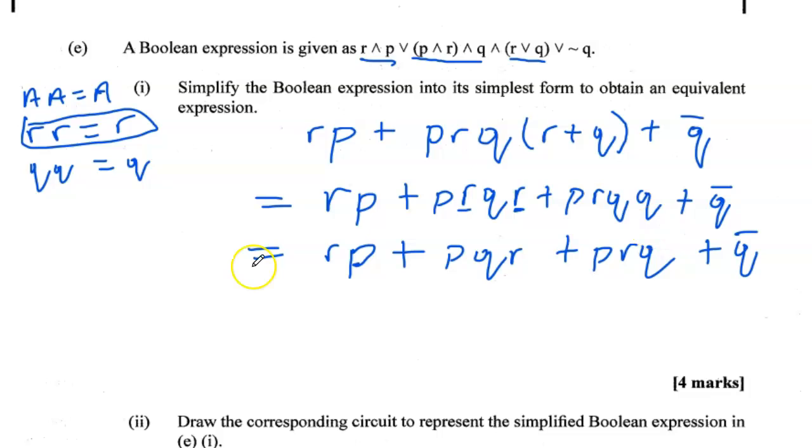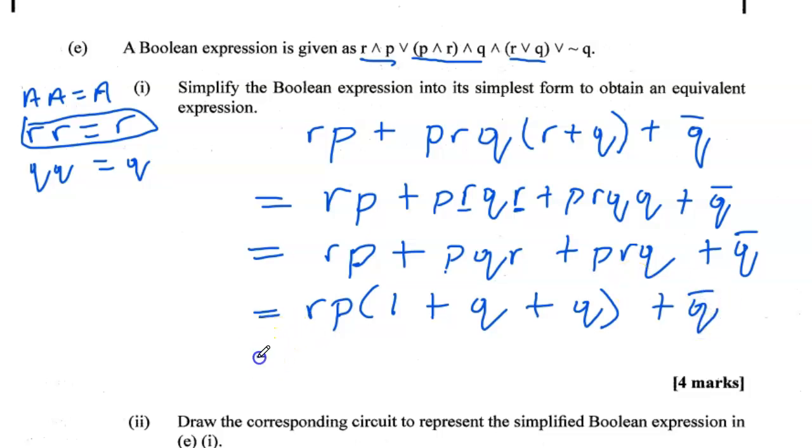Alright, what else can we do? Now notice these are the same terms. So this is PRQ. We can factor RP. A common factor in all the terms here is RP. Since RP is in these first three terms, factor RP from the first term, we're left with 1. Plus factor RP from the second term, we're left with Q. And factor RP from the other term, we're left with Q again. Plus not Q. So we have RP times 1 plus Q.